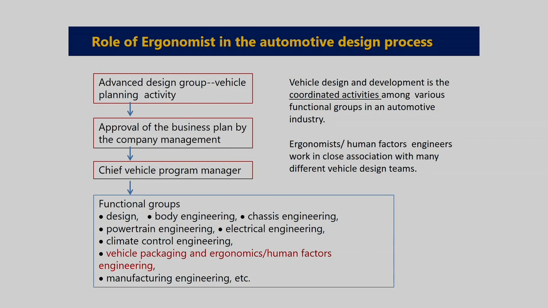These functional groups deal with various members who look after design aspects, body engineering, chassis engineering, power engineering, and electrical engineering. Various functional groups are there, also looking after climate control engineering, vehicle packaging and ergonomics or human factors engineering, and manufacturing engineering. So, various groups are working together. Out of these functional groups, one important group is vehicle packaging and ergonomics engineering. This aspect is looked after by the ergonomists. So, vehicle design and development is a coordinated activity among various functional groups, and in that, ergonomists or human factors engineers work in close association with many different vehicle design teams.